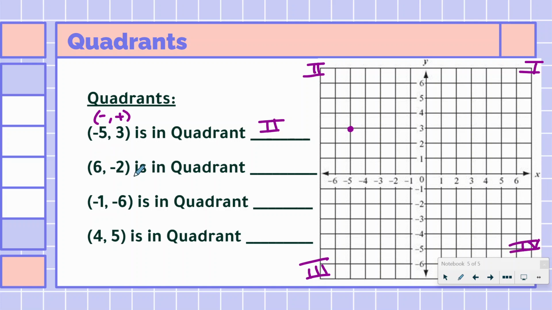Okay, so if you do 6, -2, I start at 0, I'm going to move 6 and then -2, that's in the fourth quadrant. Also, I could just say, okay, well, it's positive, negative. Anything positive, negative is in the fourth quadrant. Anything negative, negative, what quadrant is that in? That should be in the -1, -6, third quadrant. And finally, a positive, positive. I mentioned this on the last, 4, 5. If I'm at the origin and I move 4 and then up 5, that's going to be in the first quadrant.